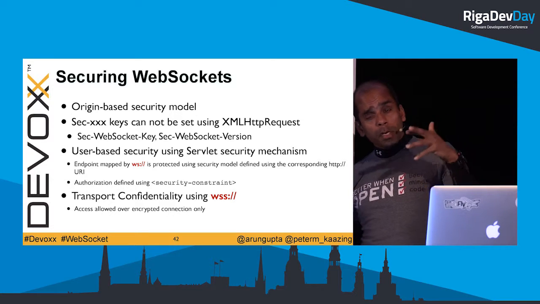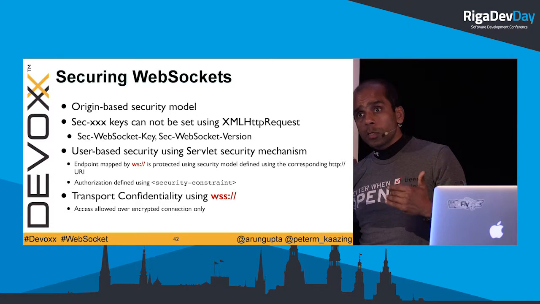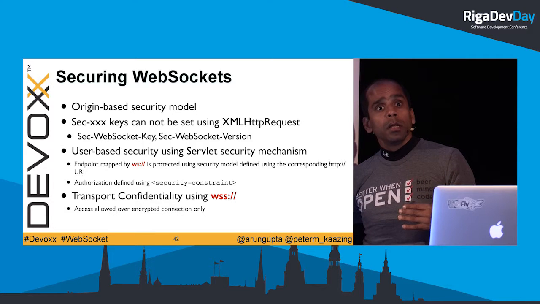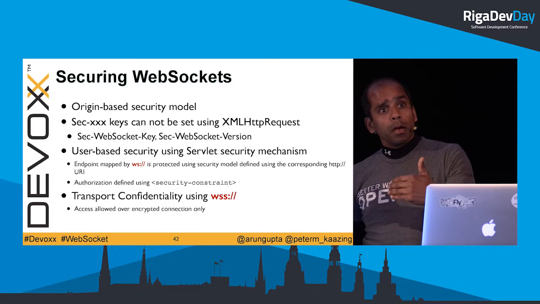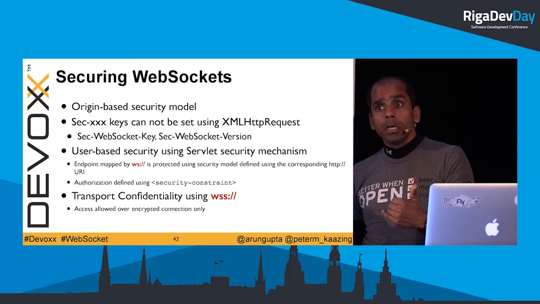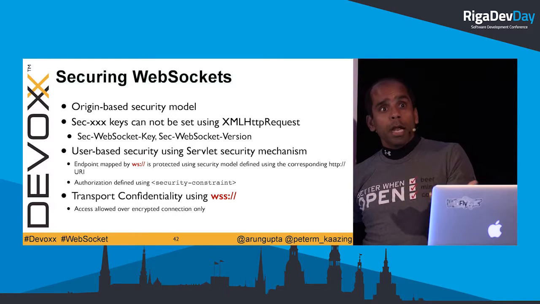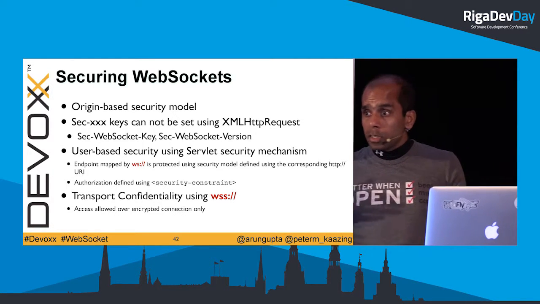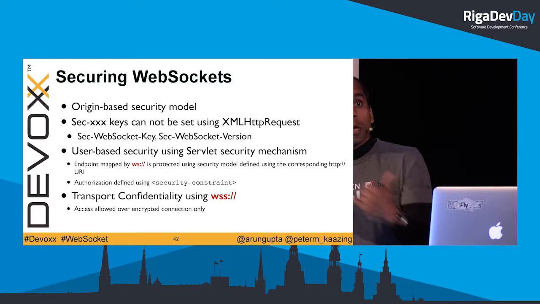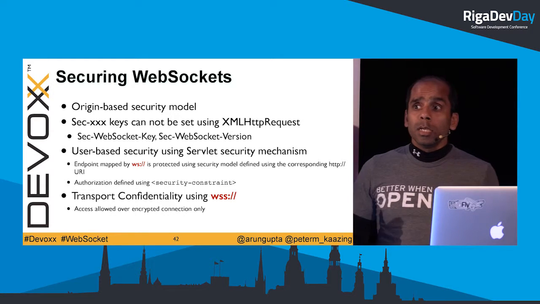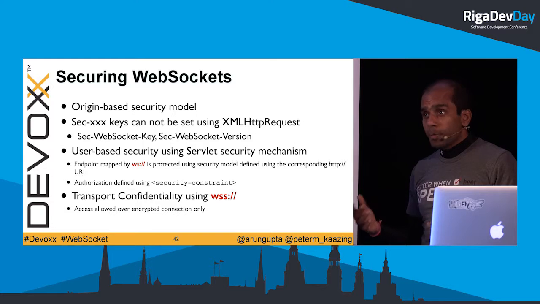But there are certain things that are built into WebSocket. The first one is the origin-based security model. Remember, when the HTTP or the WebSocket handshake happens, as part of that there is an origin header, so that the server exactly knows where the request is coming from. So the standard HTTP origin security model applies to WebSocket as well.